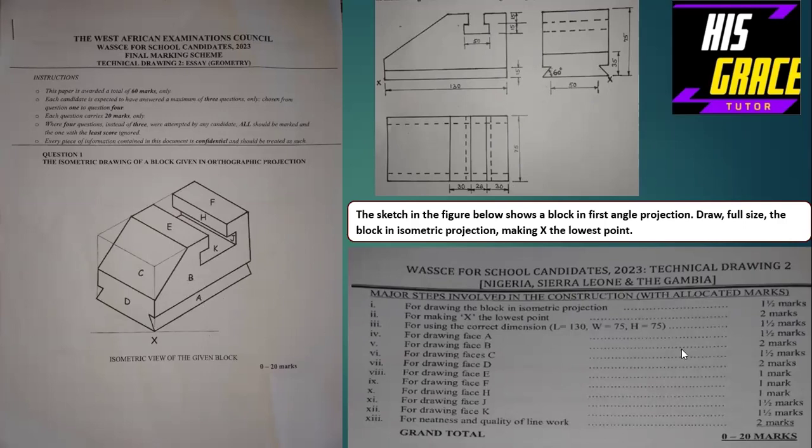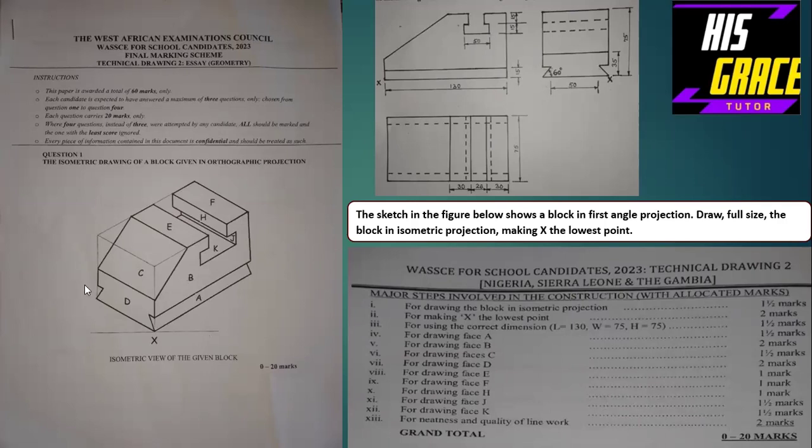For drawing face A, 1.5 marks are awarded to that. And for drawing face B, 2 marks. For drawing face C, we have 1.5 marks. For drawing face D, 2 marks. For drawing face E, 1 mark. For drawing face F, 1 mark. Then face H, 1 mark. Face J, 1.5 marks. And face K, 1.5 marks. And for neatness and quality of lines, line work, 2 marks is awarded to that.